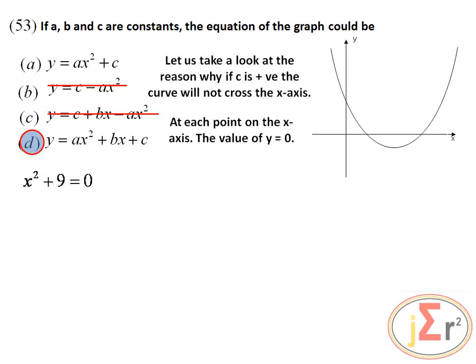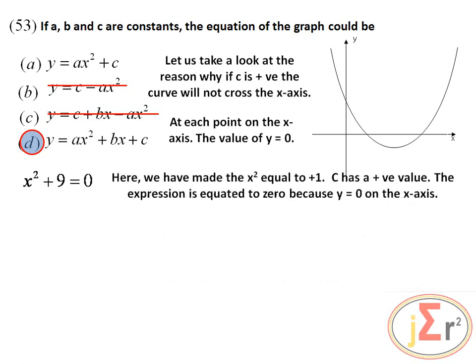X squared plus 9 is equal to 0. That is, when we consider that c is positive. Here we have made the coefficient of x squared equal to 1. C has a positive value. The expression is equated to 0 because y is equal to 0 on the x-axis, as we have discussed before. So we are saying x squared plus 9 is equal to 0.